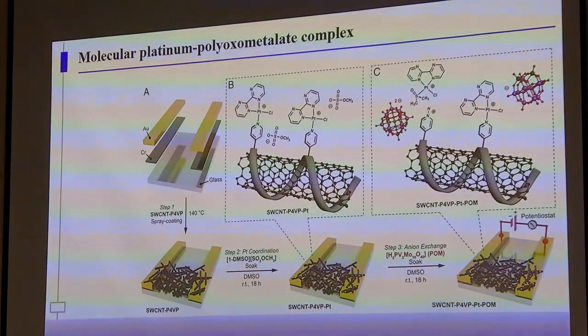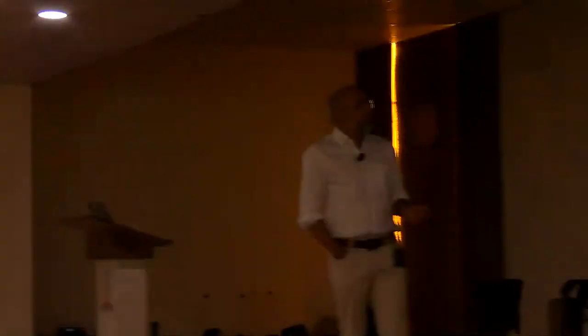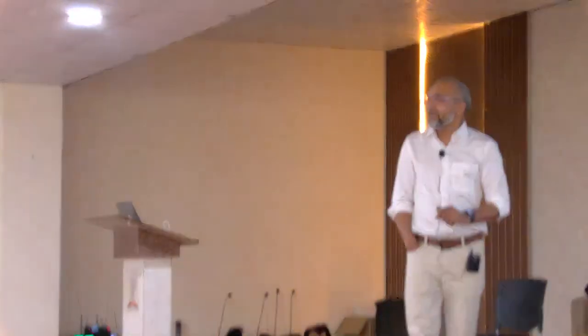And they use the random network here. I don't want to go into the detail of this chemistry. I just want to say that at the end of the day, between these two electrodes, the carbon nanotube network is functionalized with platinum polyoxometalate. And the reason is that they want to introduce selectivity for one particular compound.